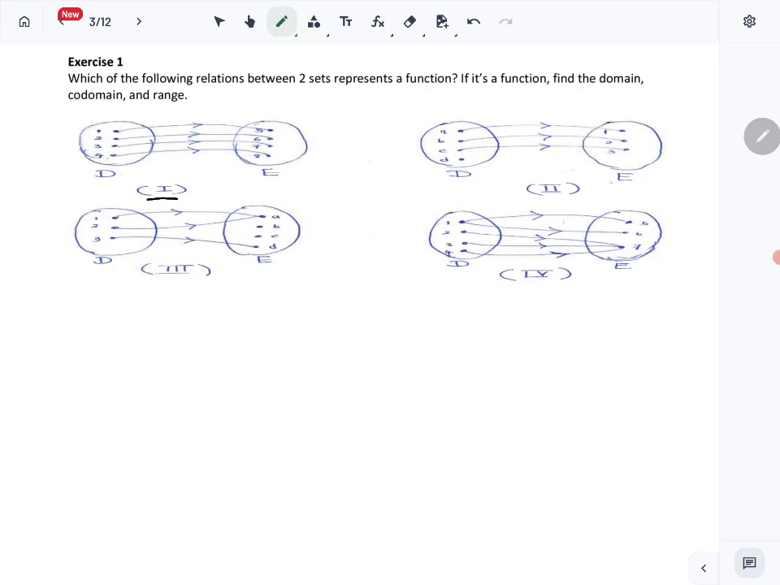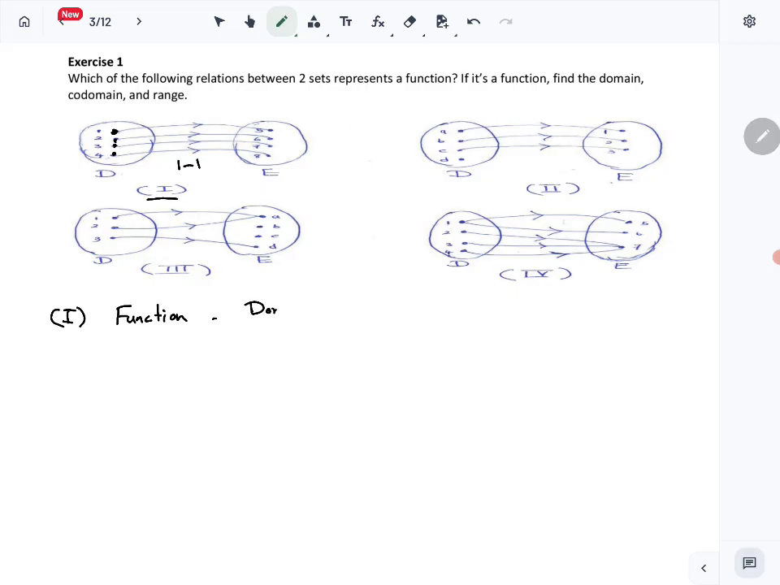So this is what? A one-to-one relation, and all the elements in set D are connected to an element in E, no? So this is what? So 1 is a function. So this is a function because it's a one-to-one relation and all the elements in D are connected to elements in E, right? So then, because this is a function, we can find what?